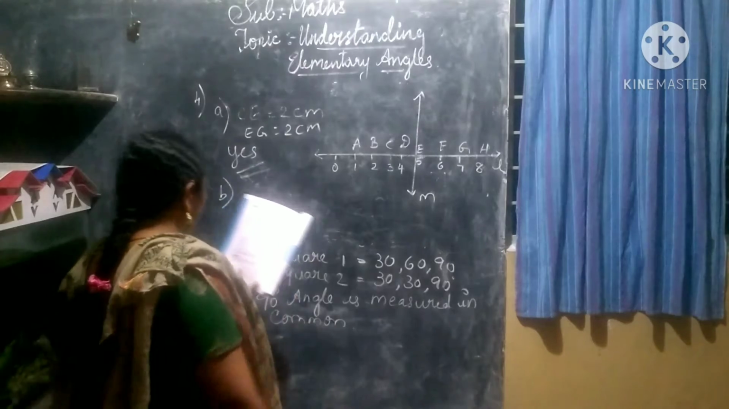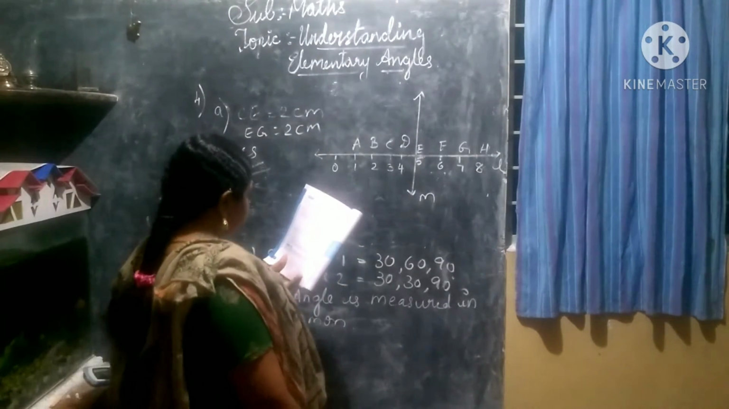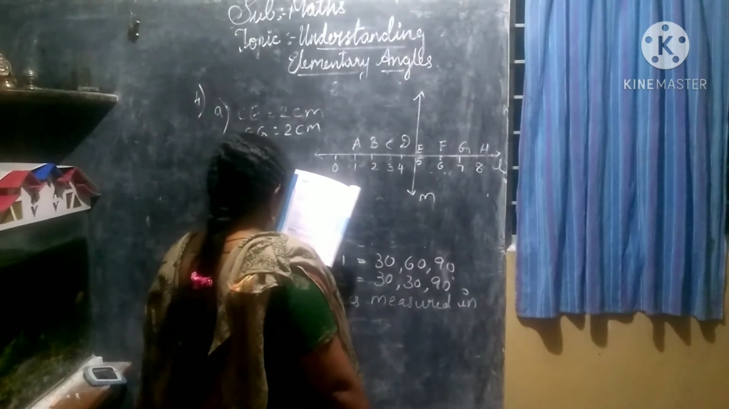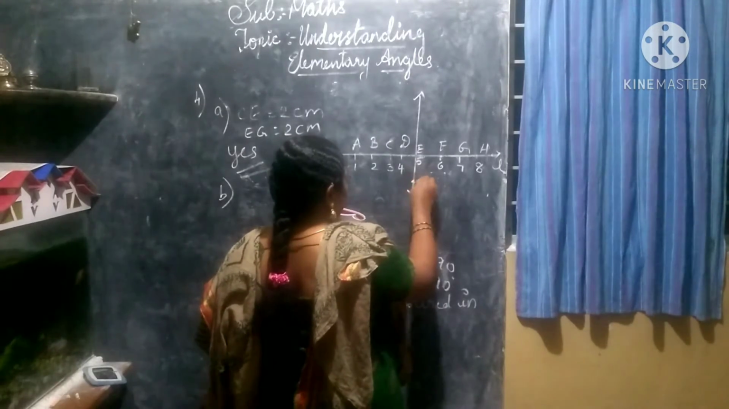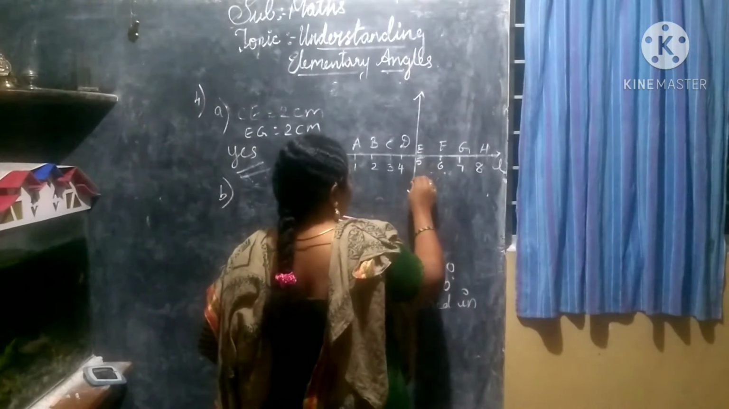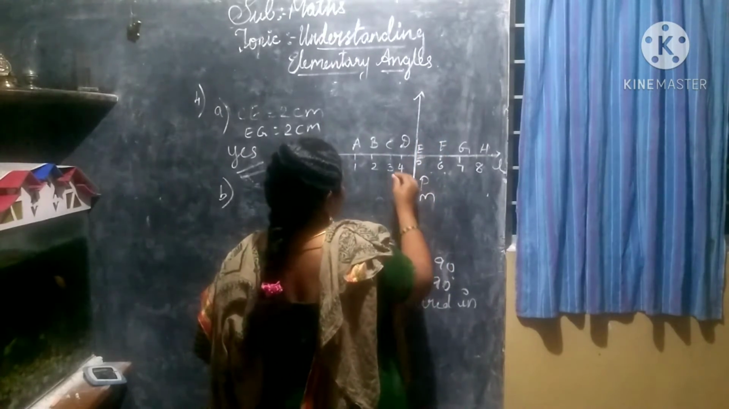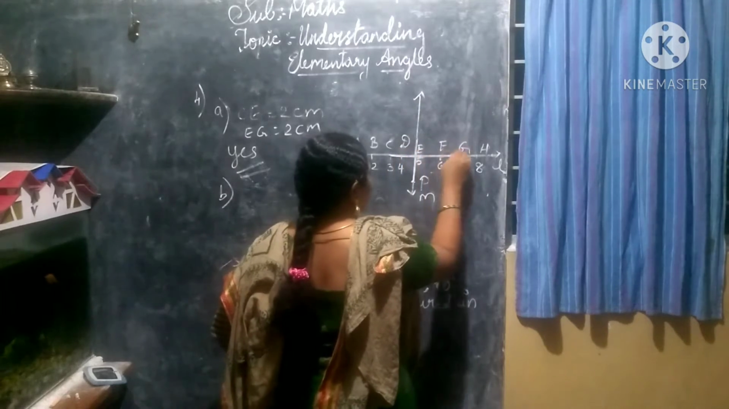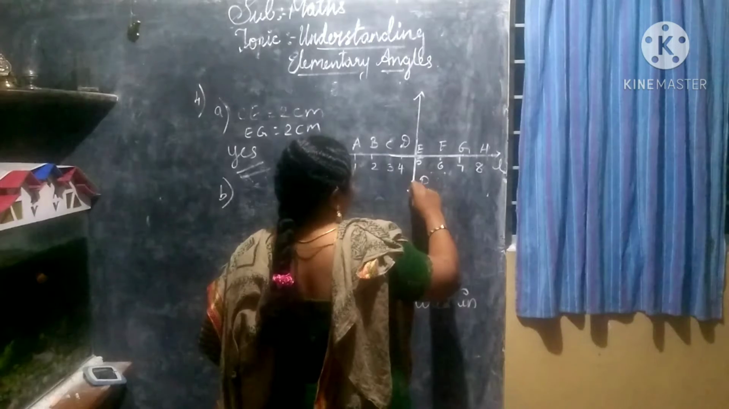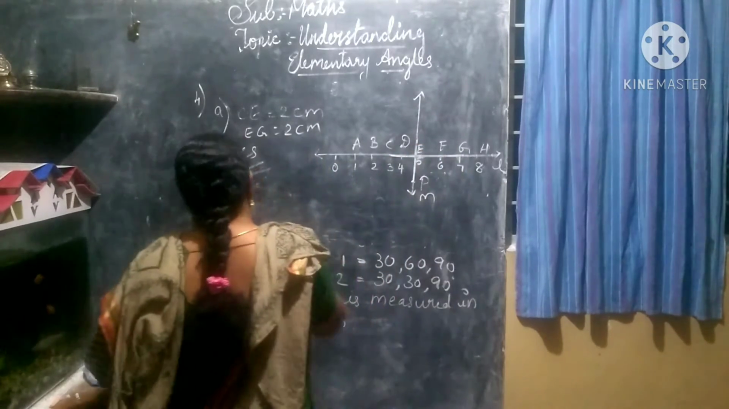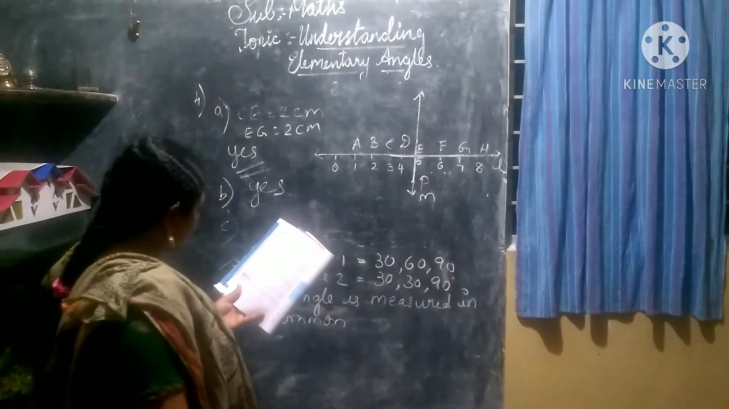Now look at B. Does PE bisect CG? Where is PE? They have given a point P here. There is one point P. So this PE, this is the PE bisecting CG. Where is CG? This C to G. Here also we have 2 centimeter. Here also we have 2 centimeter. Whether this PE is bisecting CG? Yes, it is bisecting CG. Look at the third one, C.